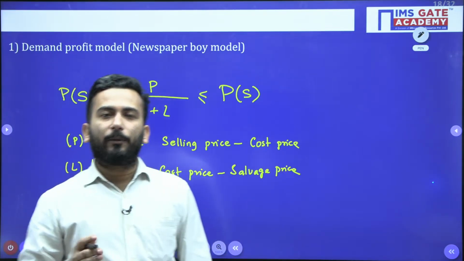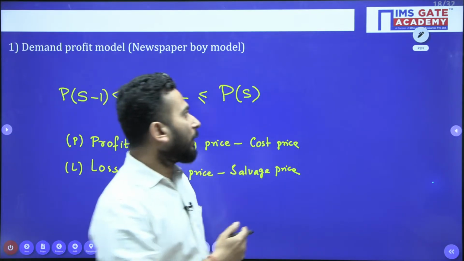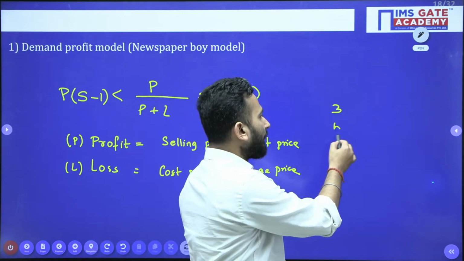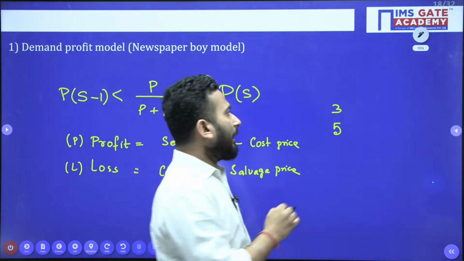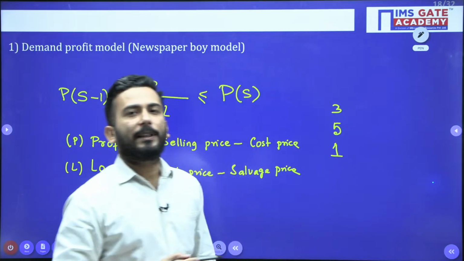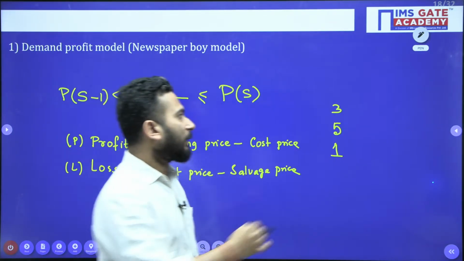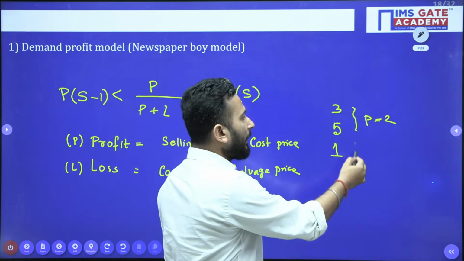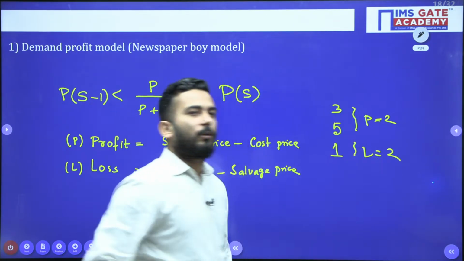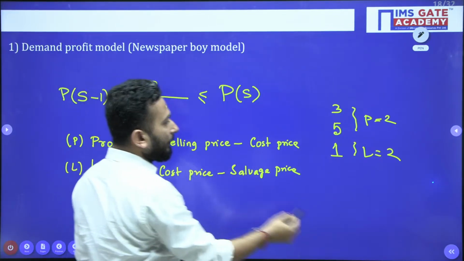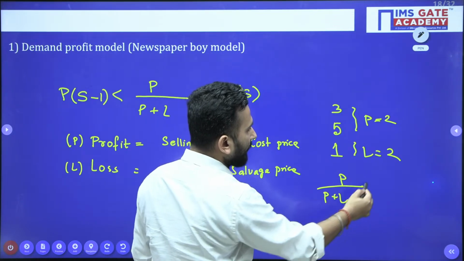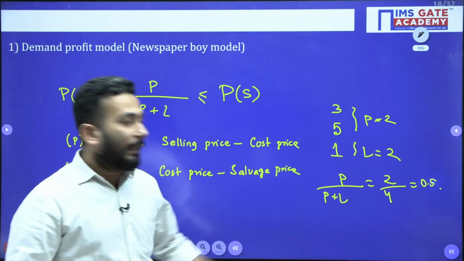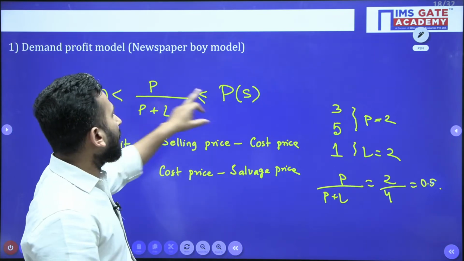Consider a guy who is selling newspaper. He has bought newspaper for ₹3. He is selling the newspaper for ₹5. And if his newspaper is not getting sold, still he is getting ₹1 in the form of salvage price. So if I ask you what is the profit from here, you will say, sir, profit is 5 minus 3, 2. If I ask you what is the loss over here, so loss is 3 minus 1, which is also 2. And if you ask me what is P by L, so it is what? P by P plus L, it is nothing but 2 by 2 plus 2, 4, which is 0.5. And this value you have to check between where it is lying.